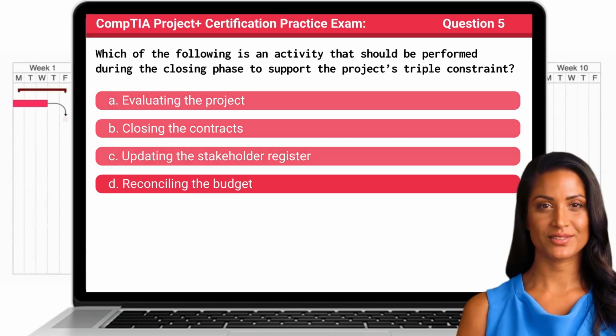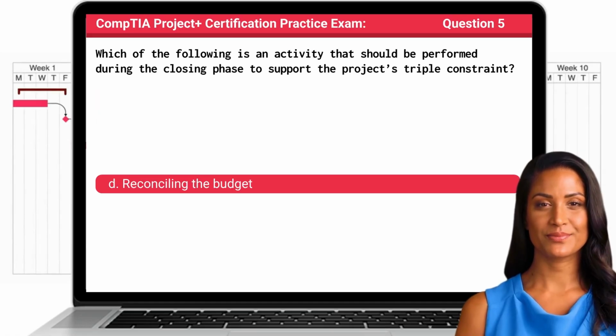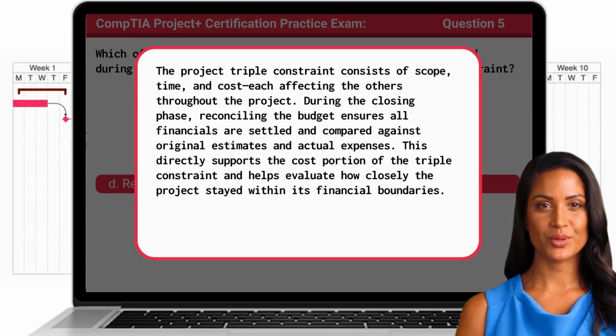The answer is D. Reconciling the budget. The project triple constraint consists of scope, time, and cost, each affecting the others throughout the project. During the closing phase, reconciling the budget ensures all financials are settled and compared against original estimates and actual expenses. This directly supports the cost portion of the triple constraint, and helps evaluate how closely the project stayed within its financial boundaries.